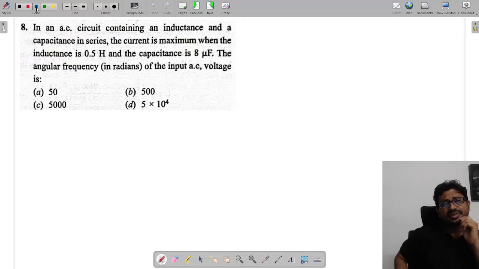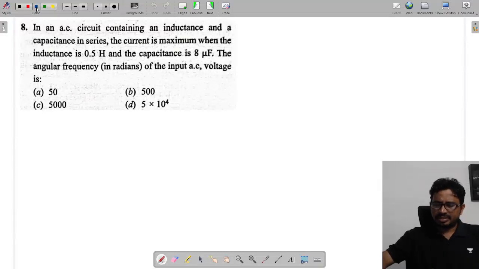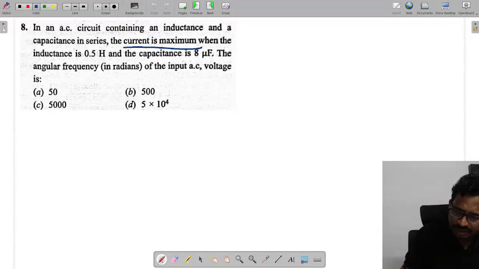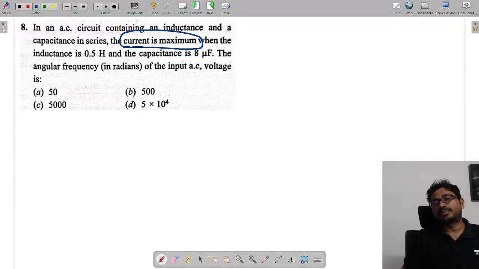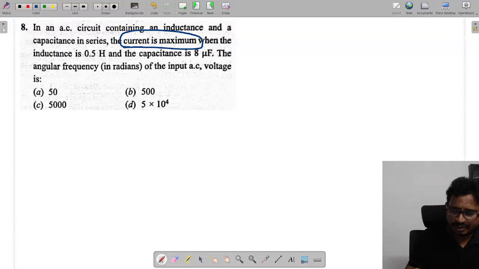In an AC circuit containing an inductance and a capacitance in series, the current is maximum when the inductance is 0.5 and the capacitance is 8 microfarad. The angular frequency is, they are asking. Tell me now, current is maximum. Maximum current is possible only under resonance. Maximum current will flow at resonance.